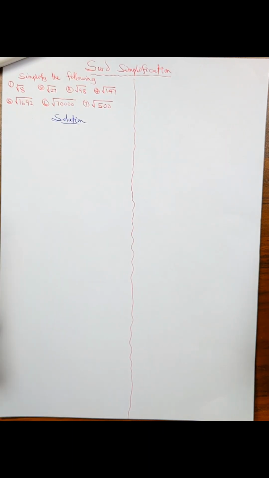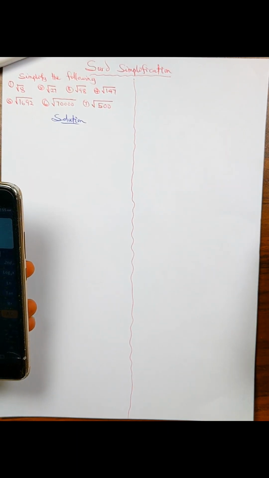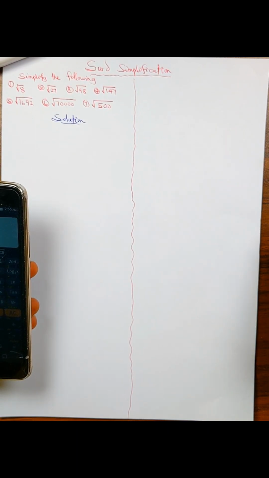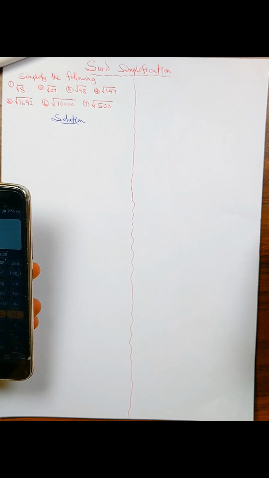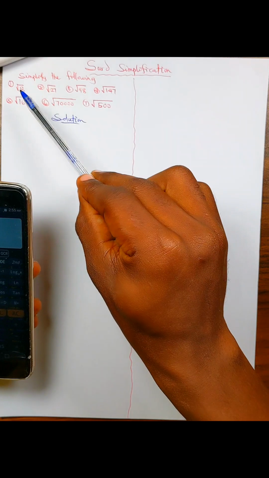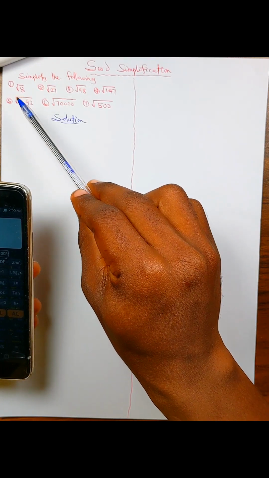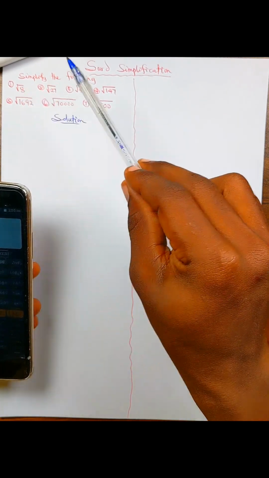Welcome back to Geomaths. In today's lesson, we are going to talk about surd simplification. Actually, when we say surd simplification, what we mean is that we are going to reduce the numbers under the square root to numbers that do not have perfect squares.